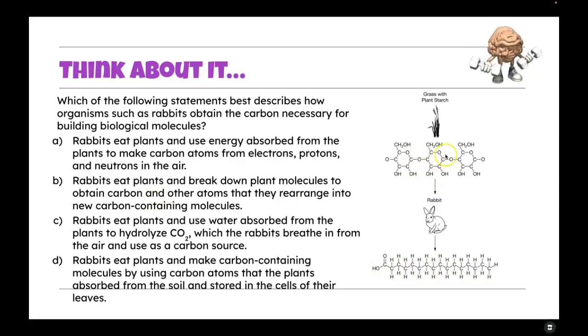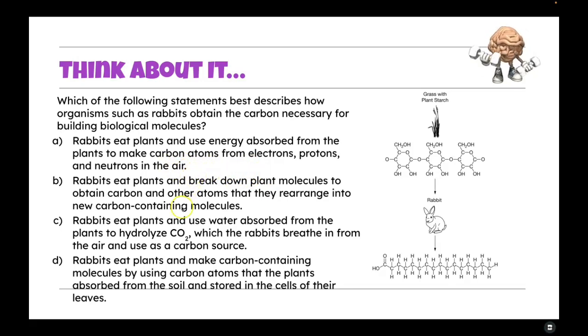All right, and so here you can see that there is some sort of rearrangement of the carbons. And so the answer here is B. So rabbits do break down plant molecules to obtain carbon and other atoms and rearrange them into new carbon-containing molecules. It can't be A because it's suggesting that you're making carbon from subatomic particles, and so that's nuclear fusion.